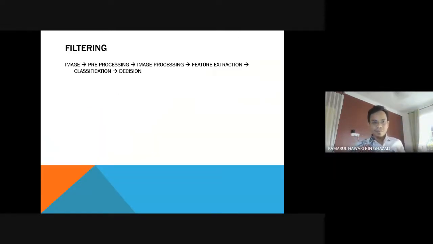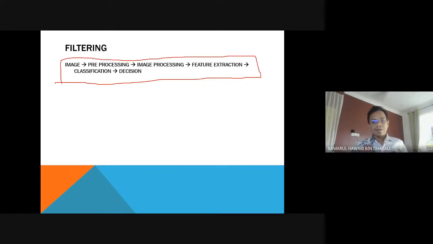So this is the step for image processing, or machine vision, or computer vision. This is the basic step. This is what we are going to learn. I hope you can understand this, or you need to understand this, or eventually at the end of the semester you understand this step.